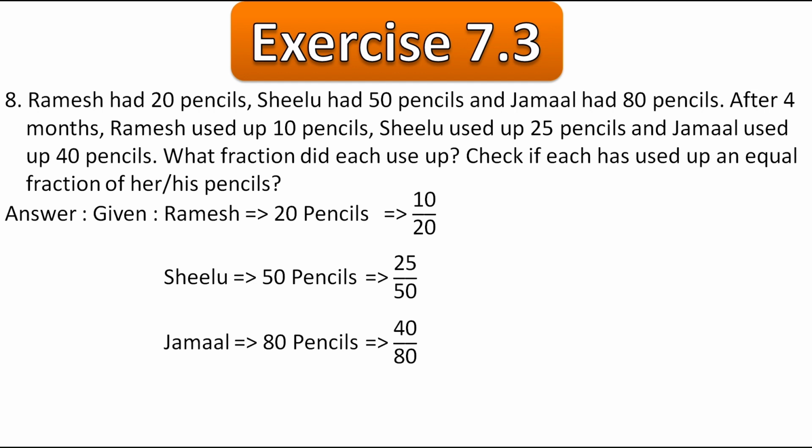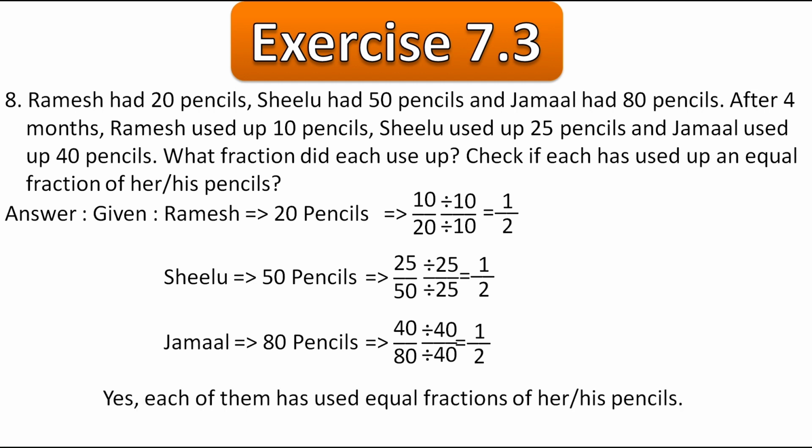Okay, so I'll divide the first fraction, 10 upon 20, by 10. Then I got the answer 1 upon 2. Now here I'll divide 25 upon 50 by 25. So I got the answer again as 1 upon 2. Now here if I divide by 40, I'll get 1 upon 2. So each of them has used equal fractions of her or his pencils.